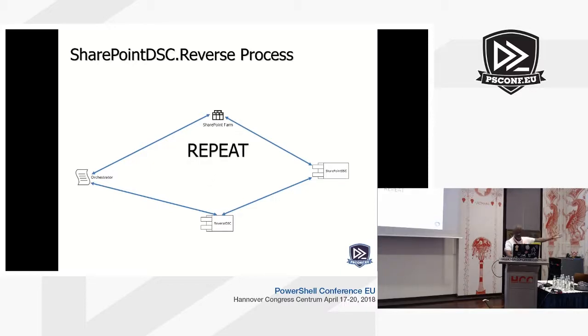And I've got this huge orchestrator script. I run that orchestrator script when I want to run DSC against my resources. That's basically what it looks like.